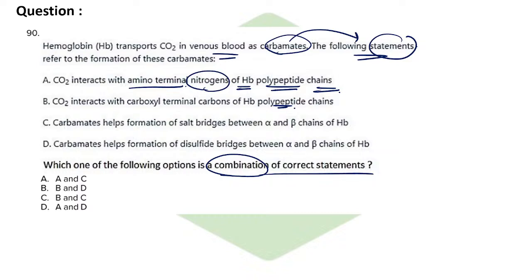First option is saying that CO2 interacts with the amino terminal nitrogens of hemoglobin polypeptide chains. Second is saying that CO2 interacts with the carboxy terminal carbons of the hemoglobin polypeptide chains. Third is saying carbamates help in the formation of the salt bridges. Fourth is saying carbamates help in the formation of the disulfide bridges between the alpha and the beta chains. Right? Mark the answer for the question, everyone.